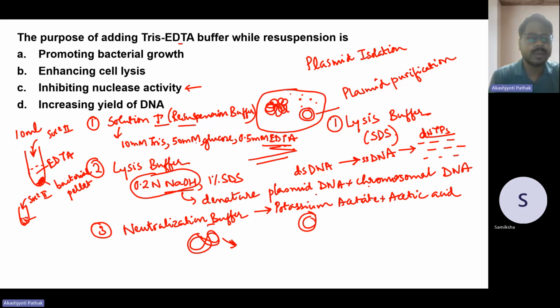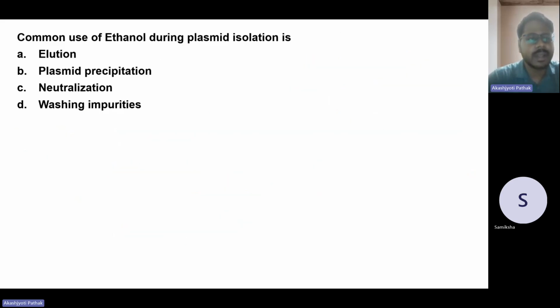So this is also one of the techniques which is done routinely in any lab. If you join any lab, you can perform this experiment. So this is option C. Then, the common use of ethanol during plasmid isolation is precipitation. You have read this in class 12. Chilled ethanol, yes, this is a very common question.